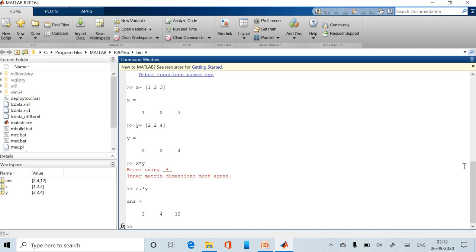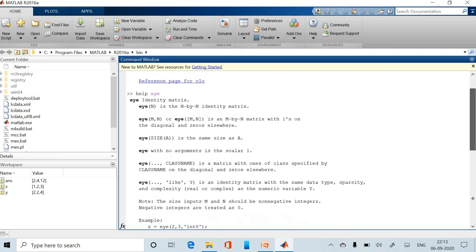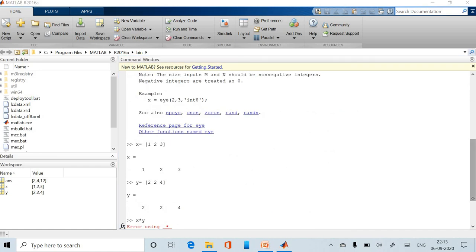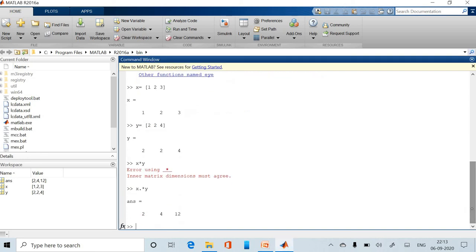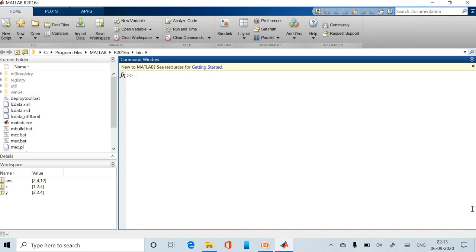The next function is CLC. CLC does what? It will clear the whole window. You have done so many commands, and if you want to clear it, just type CLC, and your whole window will be cleared.